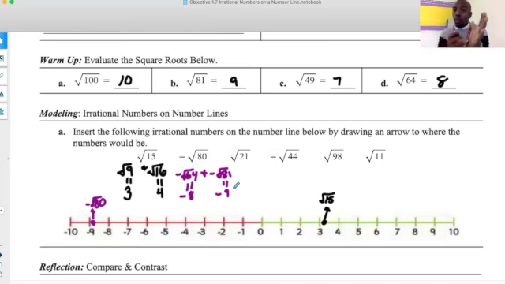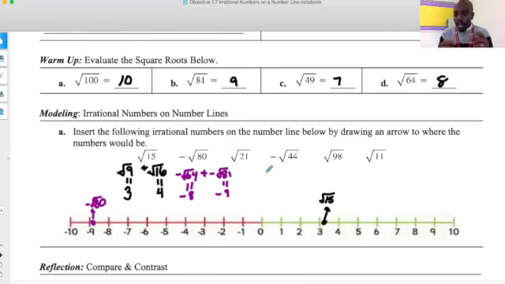We recognize what numbers this one is between, right? Which perfect squares is it between? So if we look at the square root of 21, we can think, okay, I know the perfect square of the square root of 16. I know the perfect square of 25, right? So it's got to be between the square root of 16 and the square root of 25, because the square root of 21 is in the middle of those two numbers.